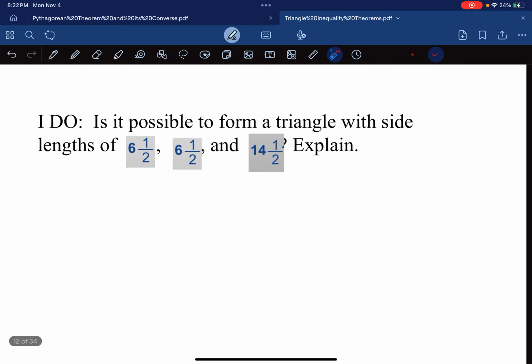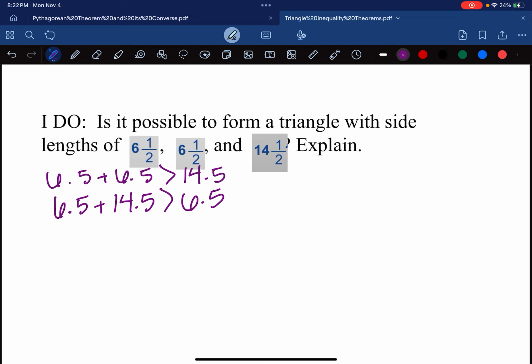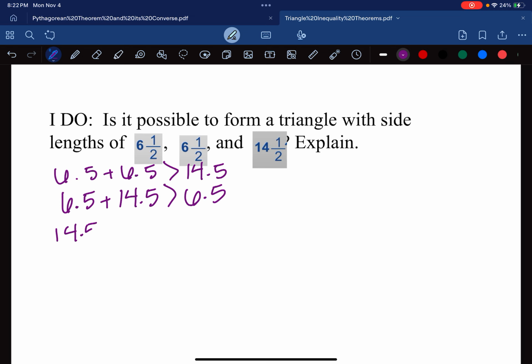So how that would look is, for this one, I need to explain if it's possible to form a triangle. Well, I'm going to do 6.5 for side 1 plus 6.5 for side 2 greater than 14.5, which is side 3. And then I do 6.5 for side 2 plus 14.5, which is side 3, greater than side 1. And then side 3 plus side 1 greater than side 2.